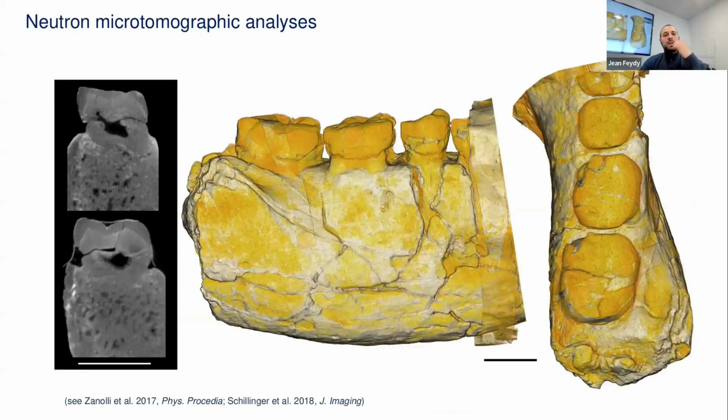The other problem is that this fossil is very mineralized, so X-rays don't work. If you do an X-ray, you see just all the same gray everywhere inside, and you don't see any inside structure. So we had to apply a new method that is called neutron microtomography.